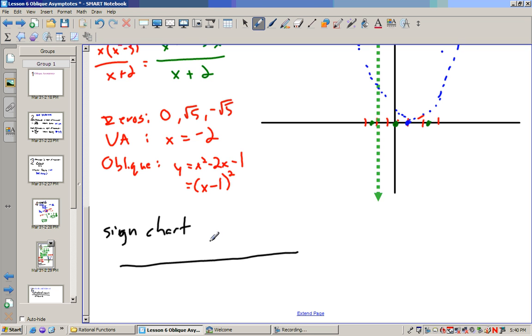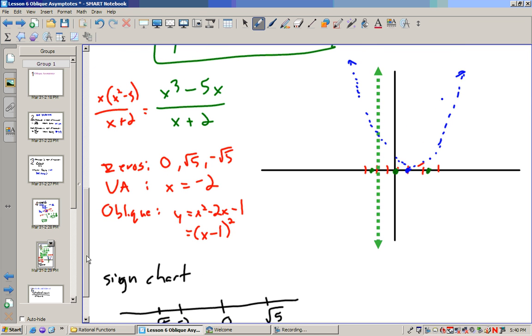So we have our zeros at negative root 5, a vertical asymptote at negative 2, and then at 0 there's another one. So we know on the far left and the far right the sign chart is going to be positive because it's going to tend towards this parabola.